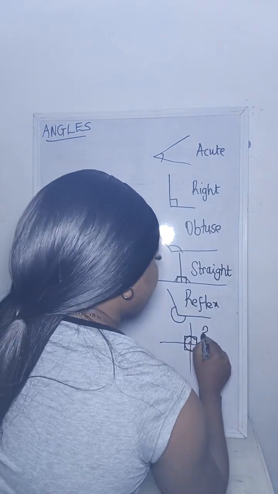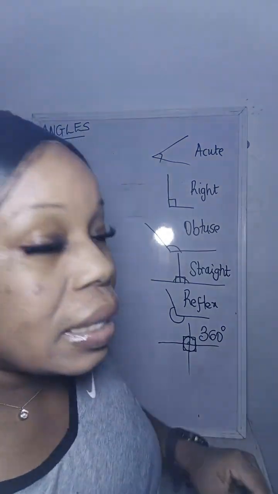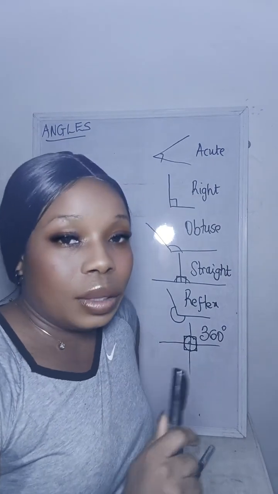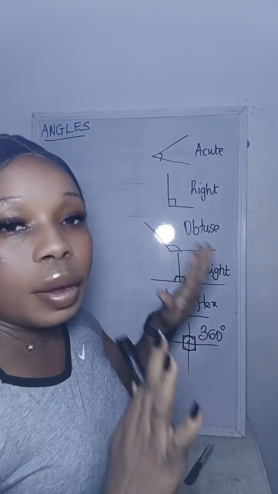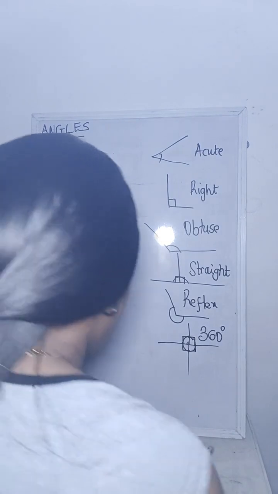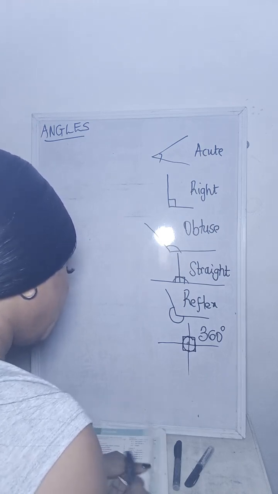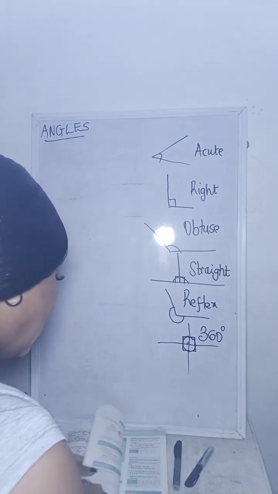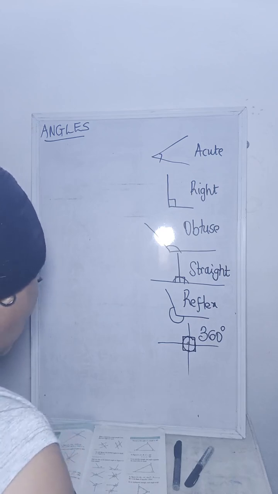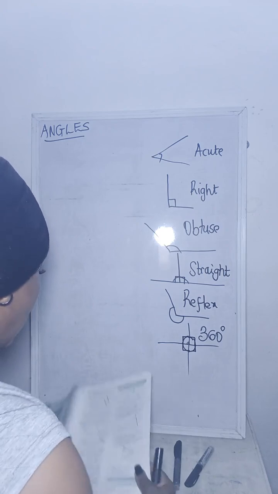So this is the angle at a point, and it is always equal to 360 degrees. I decided to give this little breakdown so that when we are working, you would have an idea of what we are doing. So these are the different types of angles, and we'll be making use of them in solving our questions.